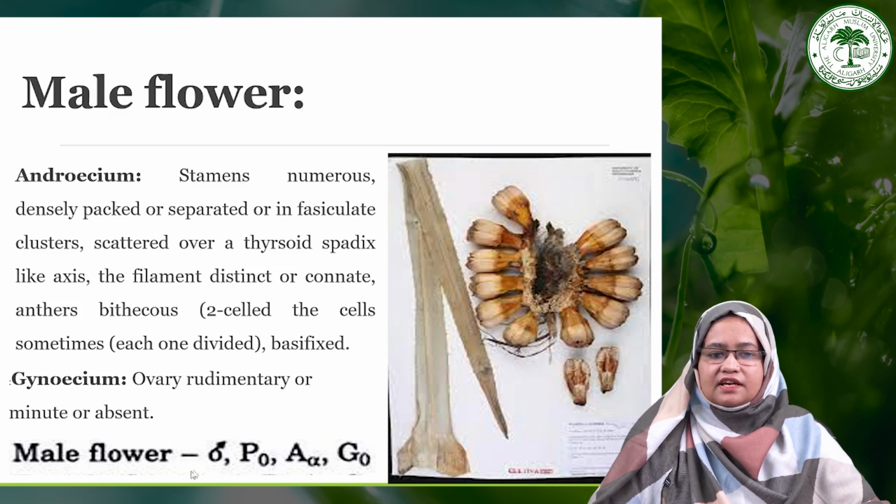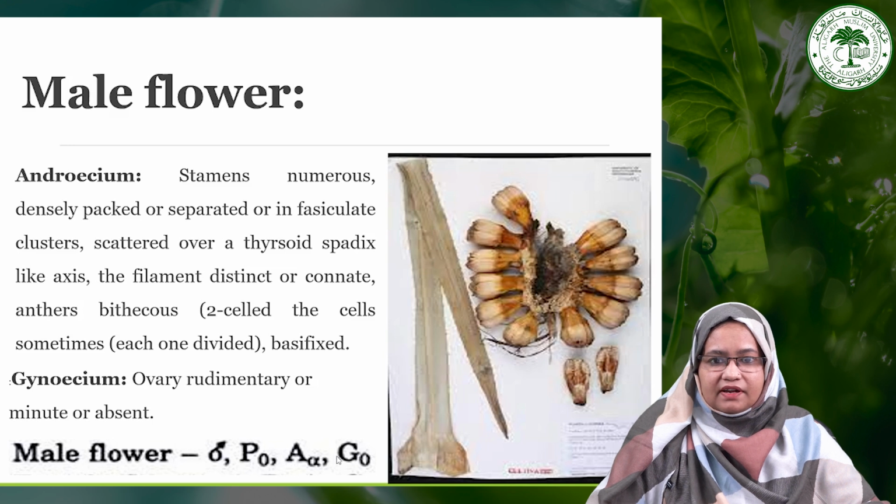In these male flowers, generally the gynoecium or ovary is rudimentary or very minutely present or maybe absent. So you can see here the floral formula of the male flower. This is showing the male symbol. Perianth is totally absent in this particular family. They only have an androecium. They have numerous stamens, infinite, and the gynoecium is totally absent in the male flowers.